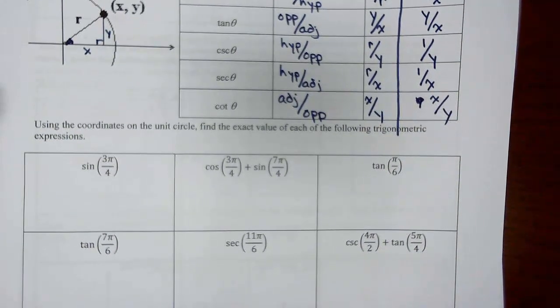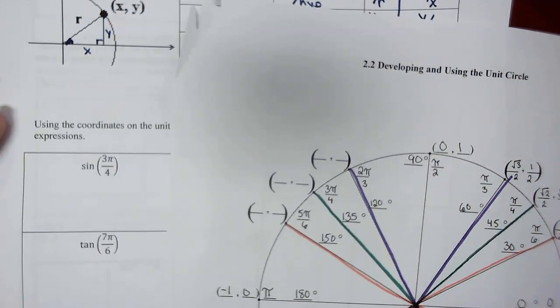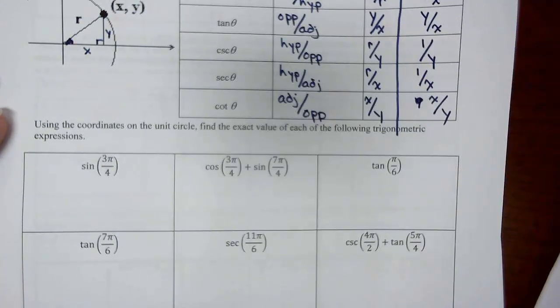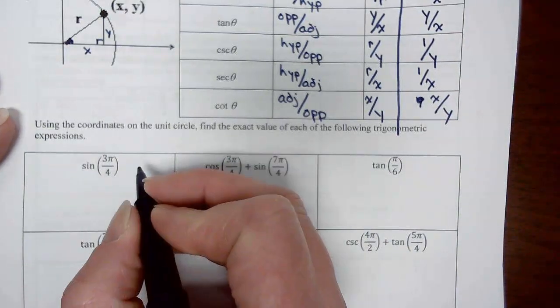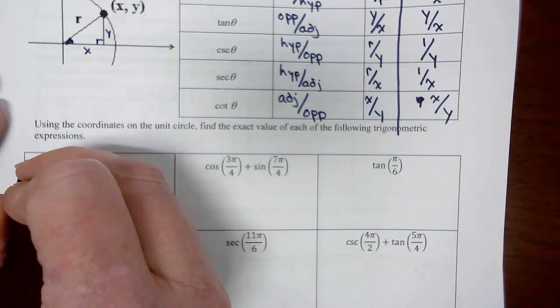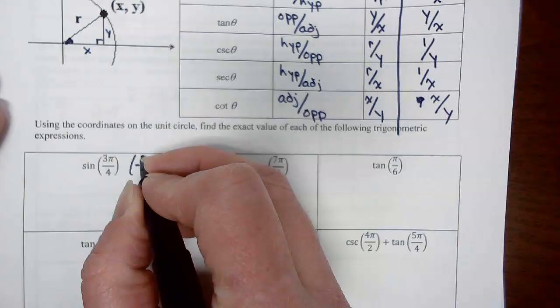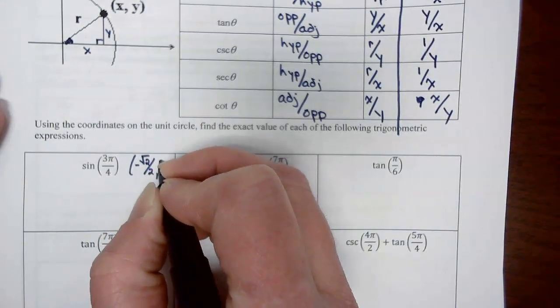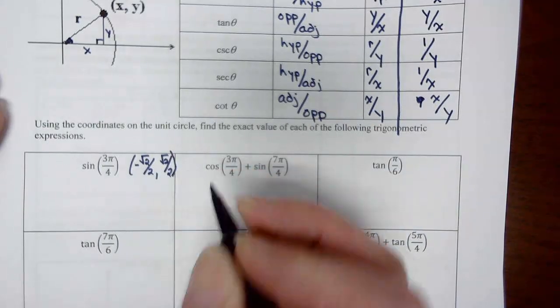So we can actually use our unit circle to find trig ratios. So what I did was I separated mine out so I have it handy. So I'm going to look up 3 pi over 4, and the point at 3 pi over 4 is negative square root of 2 over 2, comma square root of 2 over 2. Well, sine is the y value.